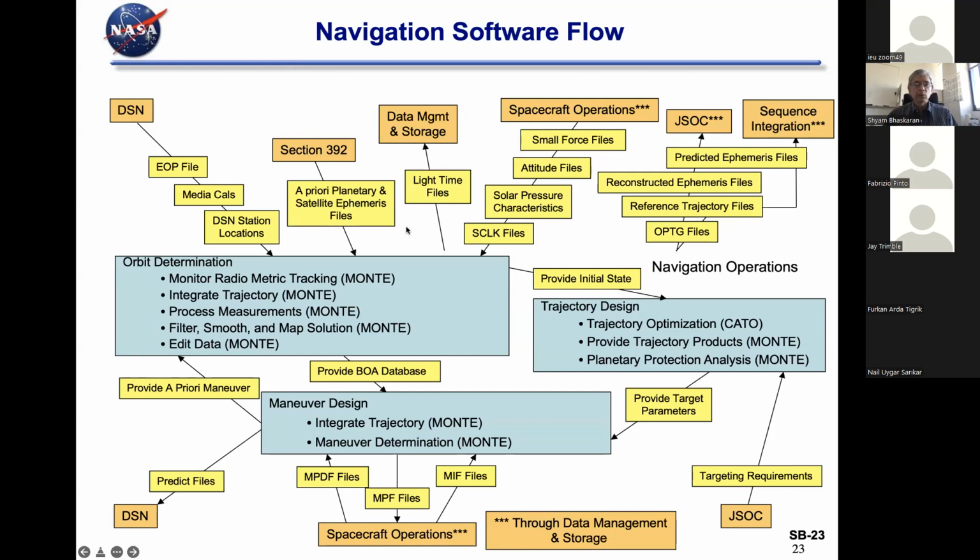So what it shows you is that the whole process is very, very complicated. This is why it takes teams of navigators on any mission to do this. Our main orbit determination software is called Monty, and it takes all these inputs in and computes those orbits. We have optimization codes called CADO that optimize trajectories. We do maneuver design in Monty. And so we interact with a lot of different teams and organizations to get the navigation solution done.